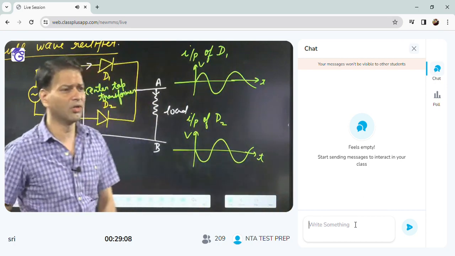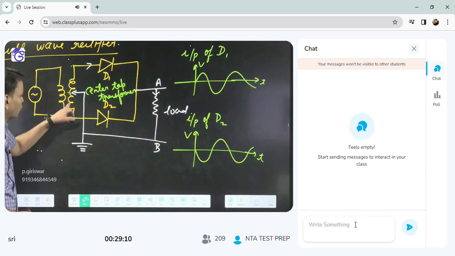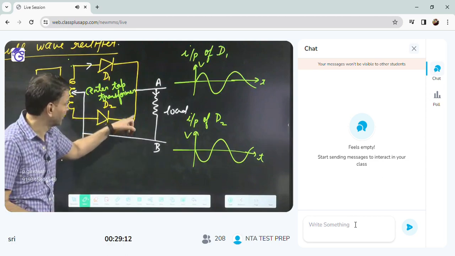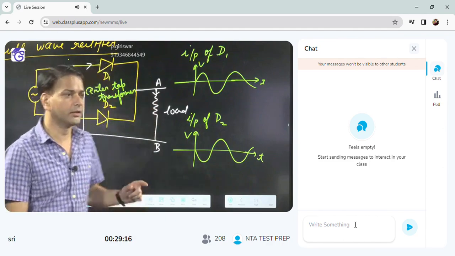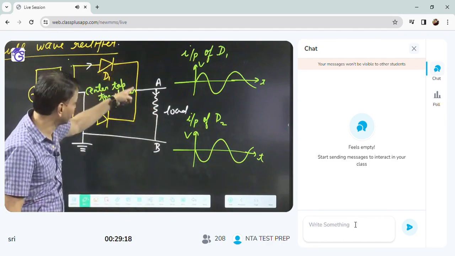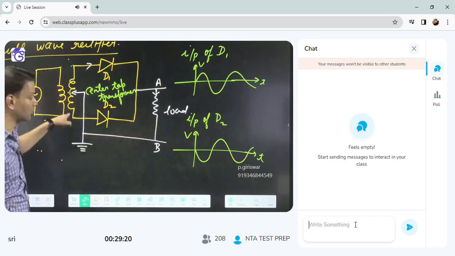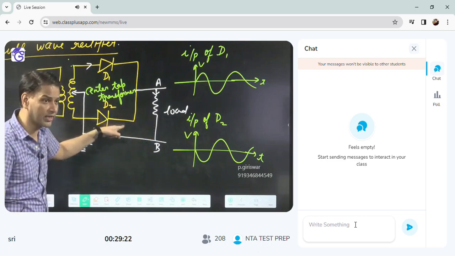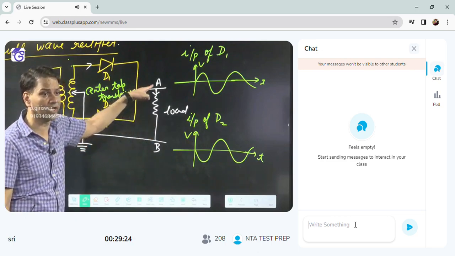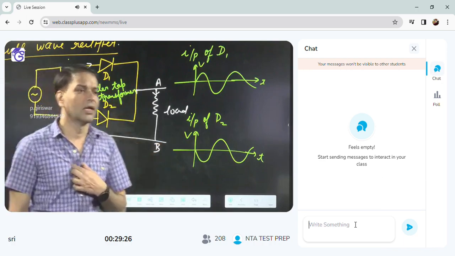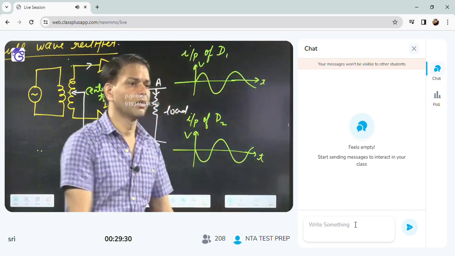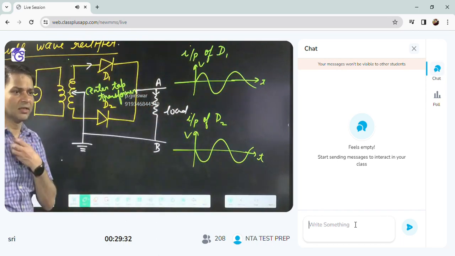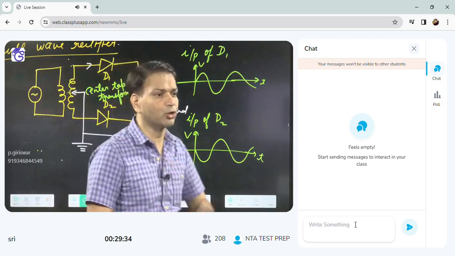Current is going from D2, then here, and then in the load you will get it from A to B only. Due to D1 it is A to B. Now due to D2, current will go from here, but in the load you will get A to B. So for both cycles you will get current from A to B, or not?